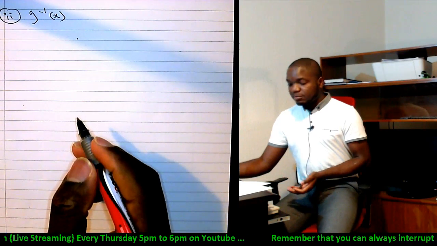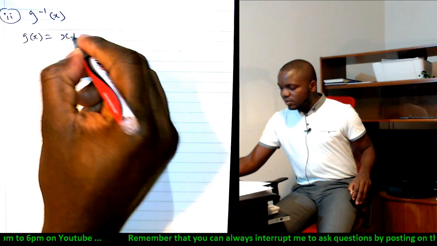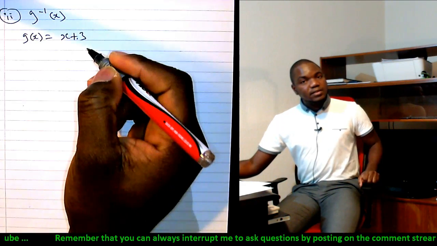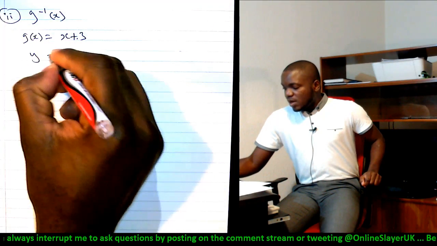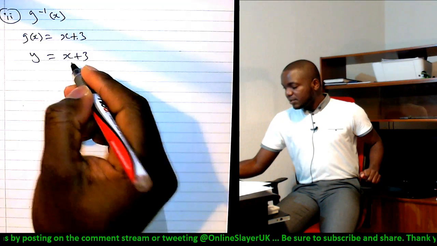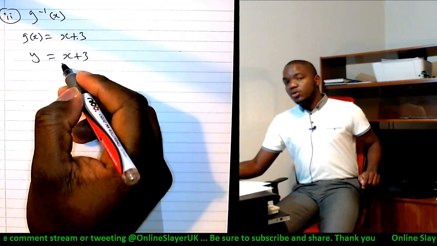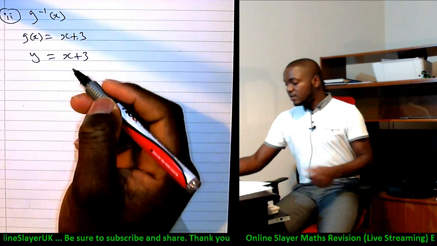G inverse of x should be very easy, because g of x is actually just x plus 3. So what did I say you're going to do? Now I want you to tell me. Well, yes, I said y should be equal to x plus 3, because this is the output of the forward process and this is the input. And we want to make the input look like the output, and we want to make the output go into the other side, the right hand side.